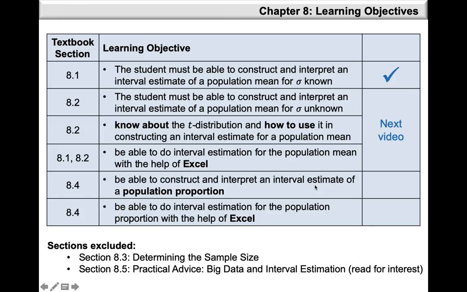Now, in the next video, we're going to take a look at how to construct and interpret an interval estimate of a population mean for sigma unknown. We're going to take a look at the t-distribution and how to use it to construct an interval estimate for a population mean. And we're also going to look at how to do interval estimation for the population mean with the help of Excel.